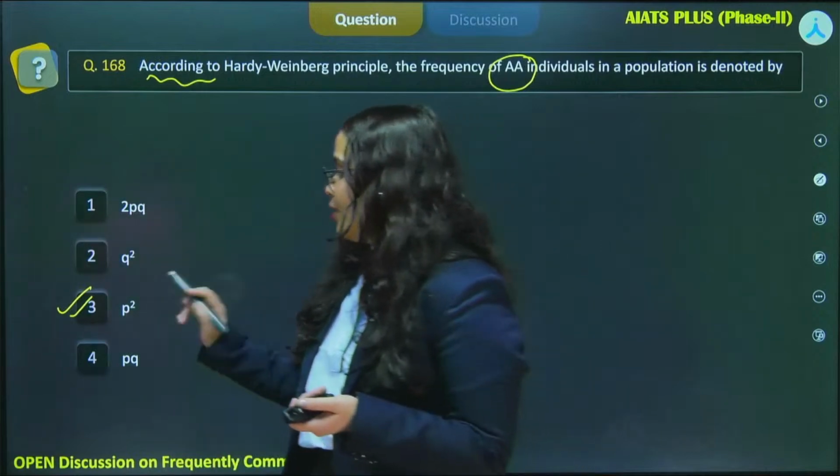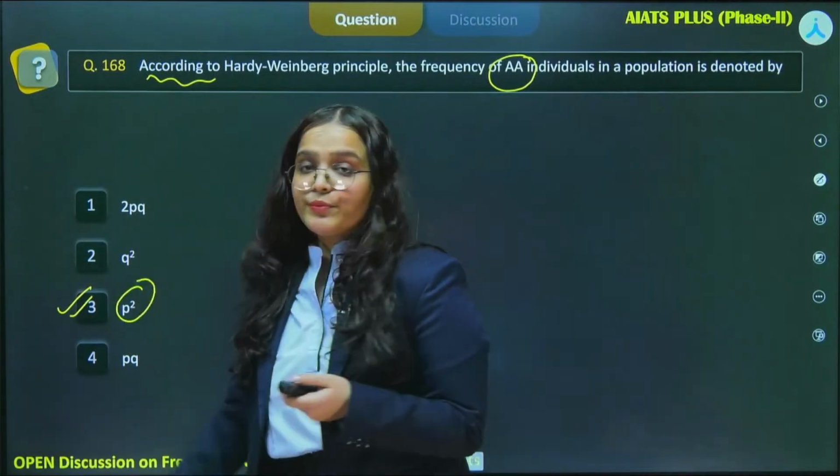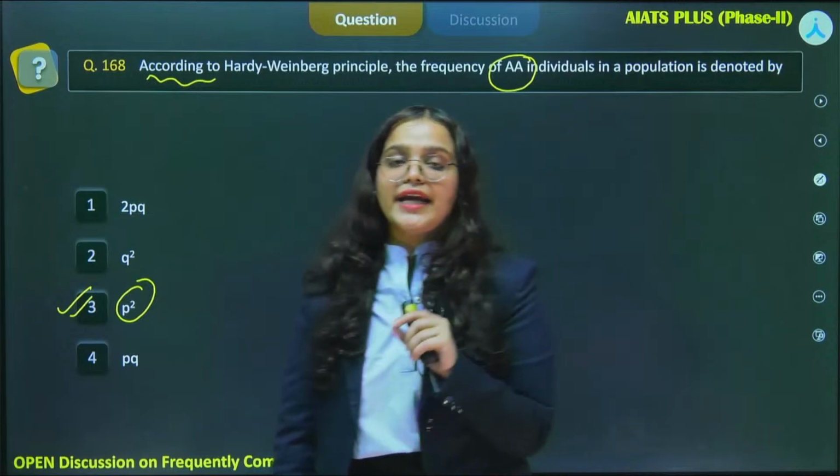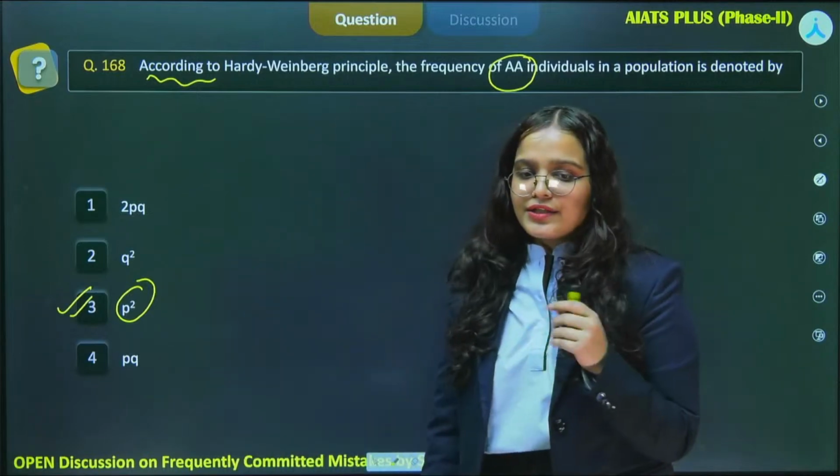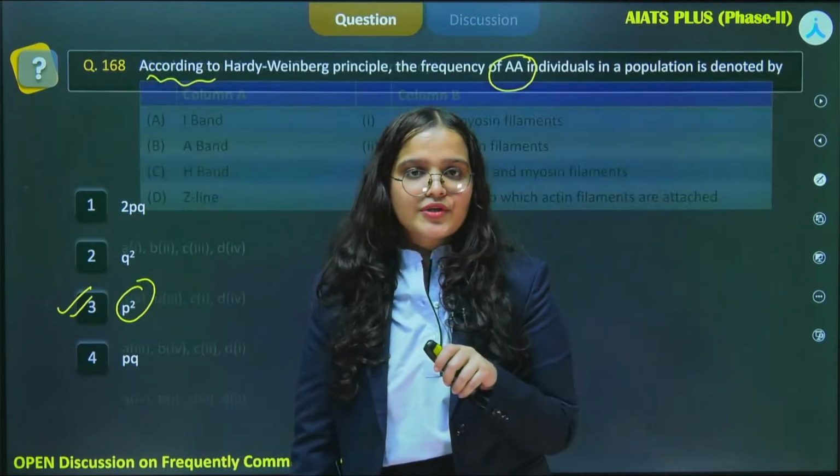So the answer should be option third, P square, which represents the frequency of homozygous dominant allele. I can see students answering, and you are absolutely right.